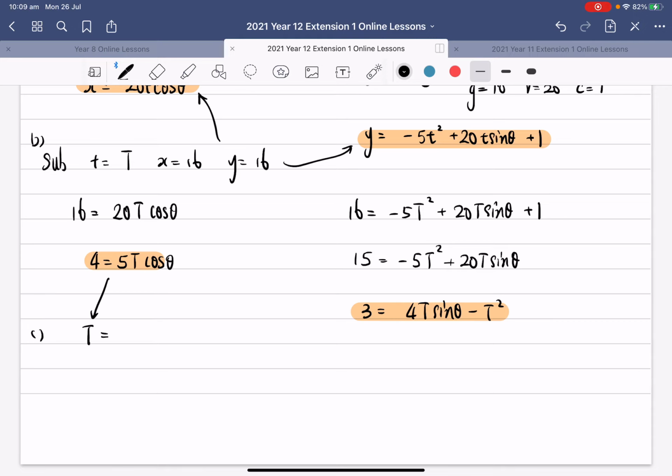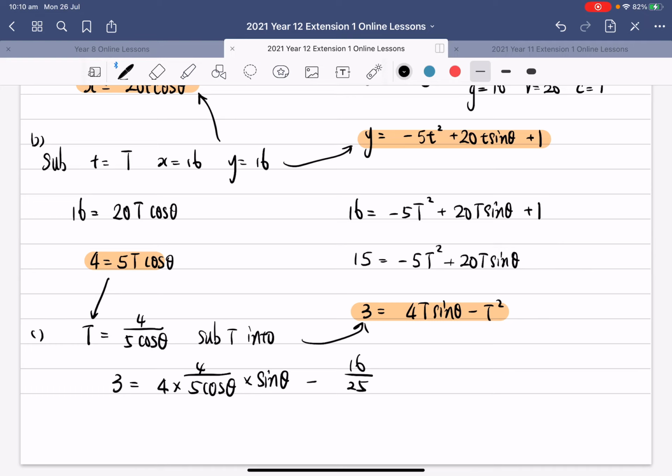Capital T is 4/5 cosine theta. And if we substitute this back in, so we sub capital T into this, we end up with 3 equals 4 times 4/5 cos theta times sine theta minus 16/25, 1 over cosine squared theta. Now we know 1 over cosine squared theta is sec squared theta.